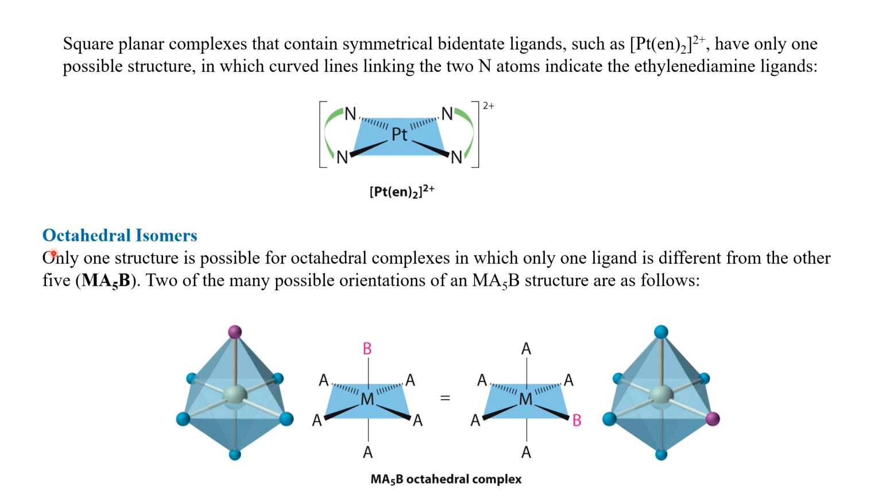Now let us discuss how we see geometrical isomerism in octahedral complexes. If we take an MA5B type of compound, where M is metal, with five A type ligands and one B type ligand, this is the structure, right? In this case, cis-trans is not possible, because it is confusing: the same ligands are both cis and trans to each other. So only one type of structure is possible for this kind of complex.